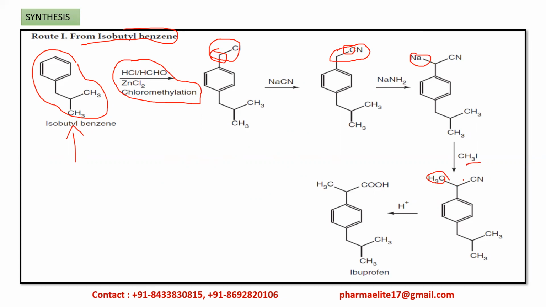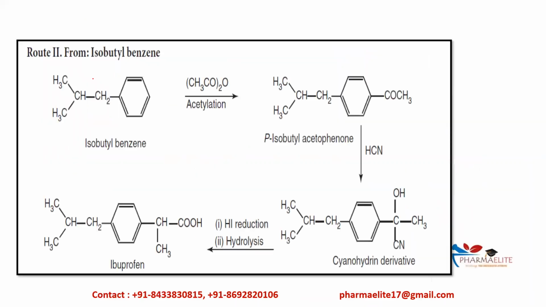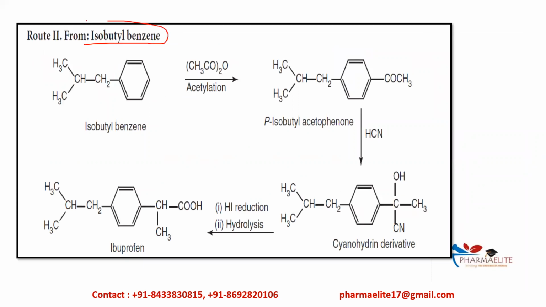So now we have all 3 carbons: one carbon is this, the second carbon is this one, and the third carbon is this CH3 carbon. Then after acidification, we get the structure of ibuprofen. Another way is route 2, also from isobutyl benzene. Here we acetylate it and get para-isobutyl acetophenone. Then after adding hydrogen cyanide, we get the cyanohydrin derivative, and after HI reduction and hydrolysis, we get the ibuprofen drug.